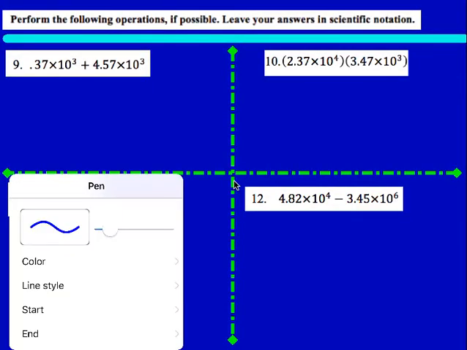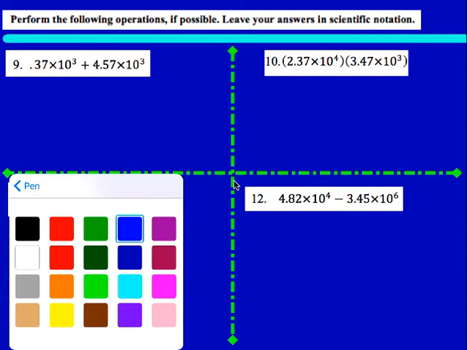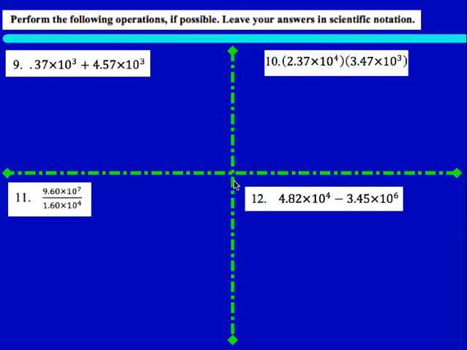So taking a look at number 9. I see that I have 10 to the third and 10 to the third. That means I can simply add together. So I'm going to take 0.37 and add 4.57. When you add those two together, you get 4.94. Now, since we're adding, we're going to keep our exponents the same. So that's going to be times 10 to the third.